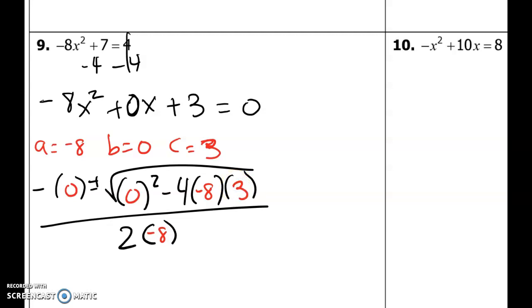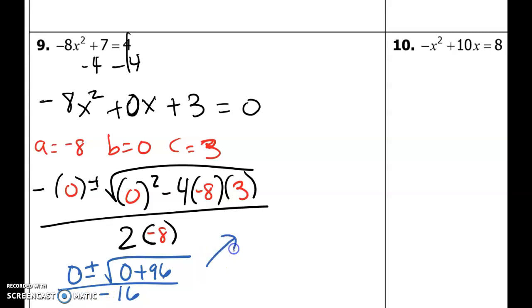So b goes here, a goes here, and c is 3. So now I simplify. Negative 0 is just 0. And I get plus or minus the square root. 0 squared is 0. Negative times a negative is a positive. And 4 times 8 is 32, times 3 is, let's see, 96. So that would be positive 96. And on the bottom I have a negative 16. So 0 plus or minus, do I need to write the 0 in front? I like to write it because it helps me keep track of what I'm doing. The square root of 96 over negative 16.